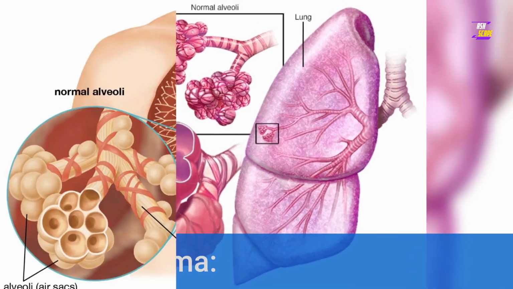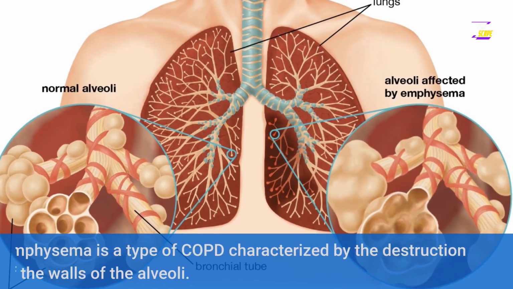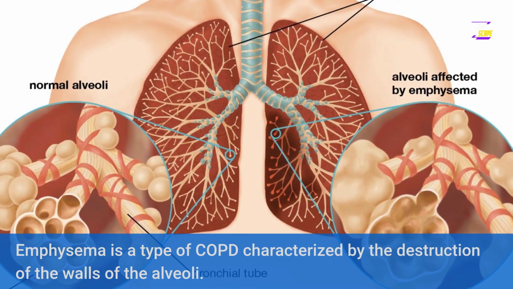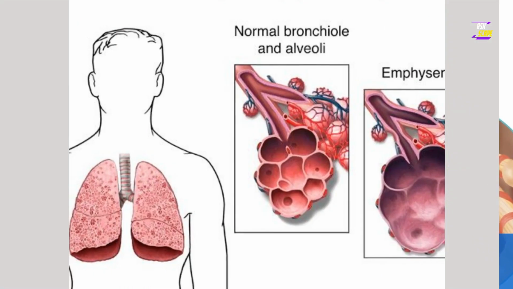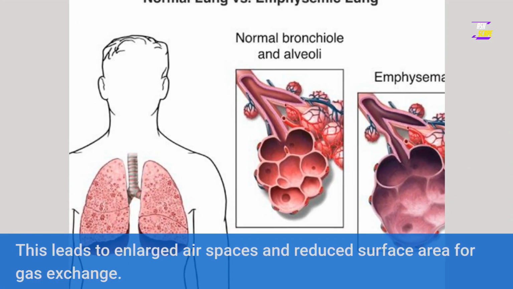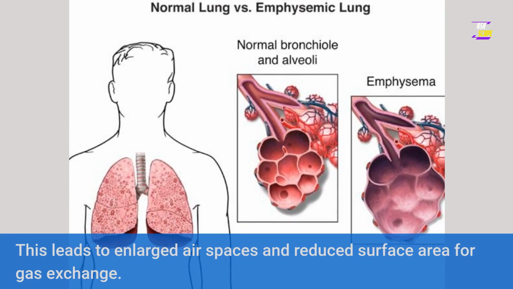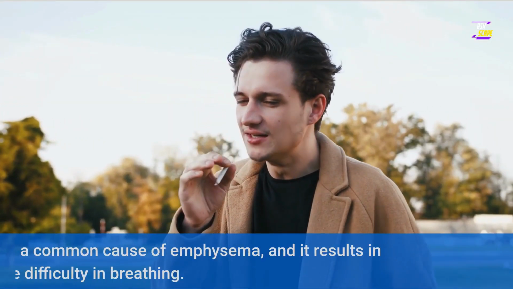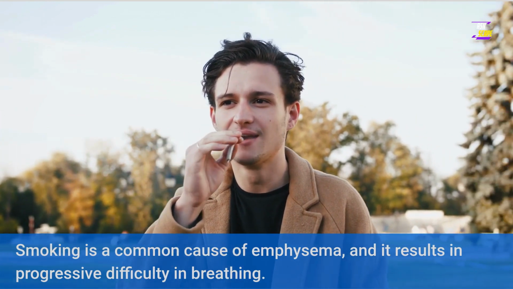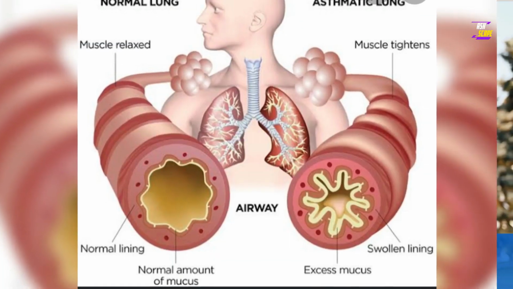4. Emphysema. Emphysema is a type of COPD characterized by the destruction of the walls of the alveoli. This leads to enlarged air spaces and reduced surface area for gas exchange. Smoking is a common cause of emphysema, and it results in progressive difficulty in breathing.